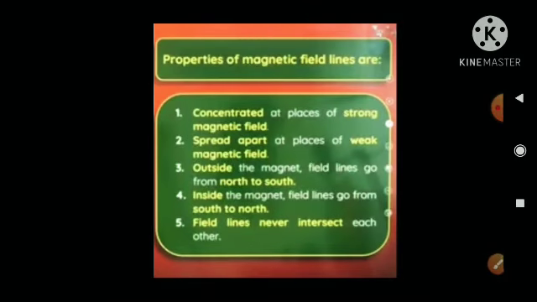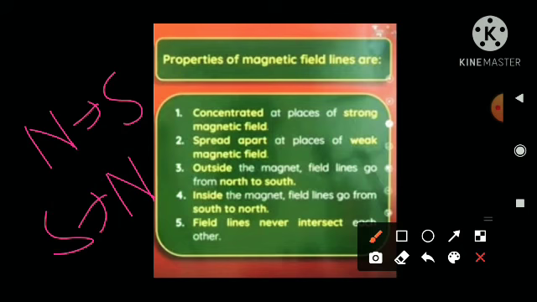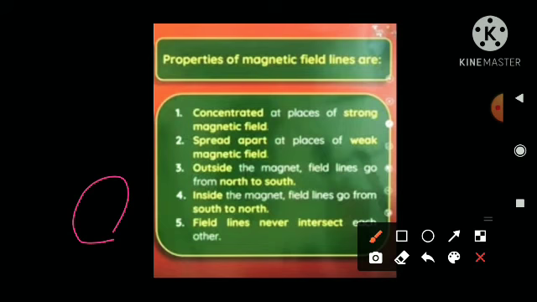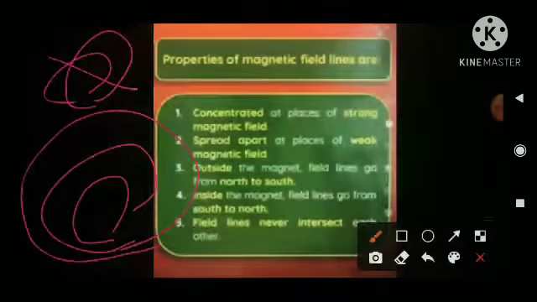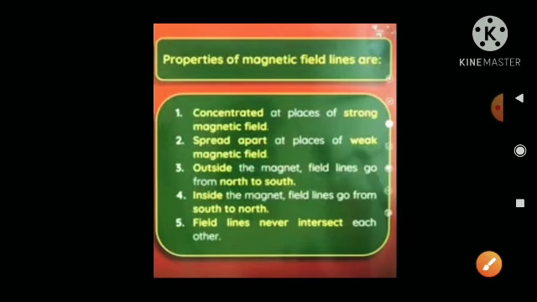The third point is that outside the magnet, field lines go from north to south. Outside the magnet the direction is north to south and inside it is south to north. We already discussed it. Field lines never intersect. This is a field line, and they don't intersect like this. They are always curved, always closed curves. These are the 5 or 6 important properties of magnetic field lines.